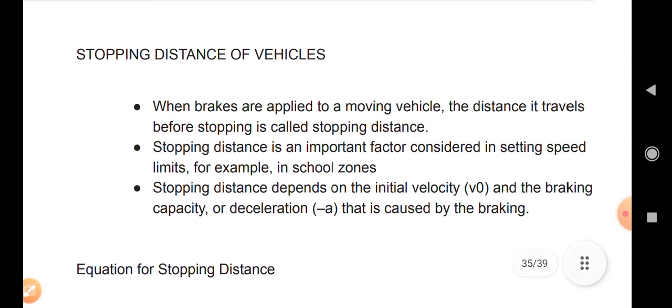Stopping distance of vehicles. When brakes are applied to a moving vehicle, the distance traversed before stopping is called the stopping distance.